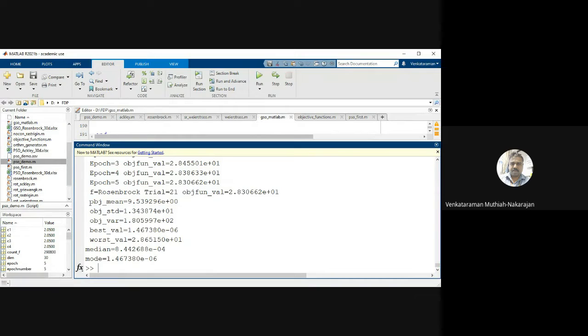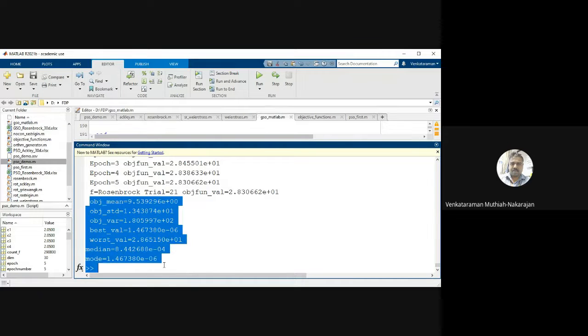You can see the statistical values. They are far better compared with the regular PSO that we have written just now.